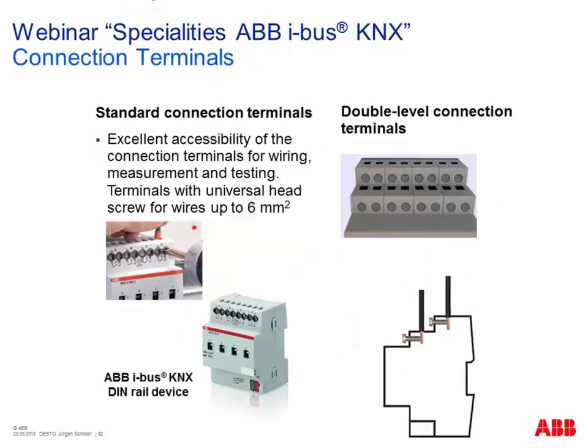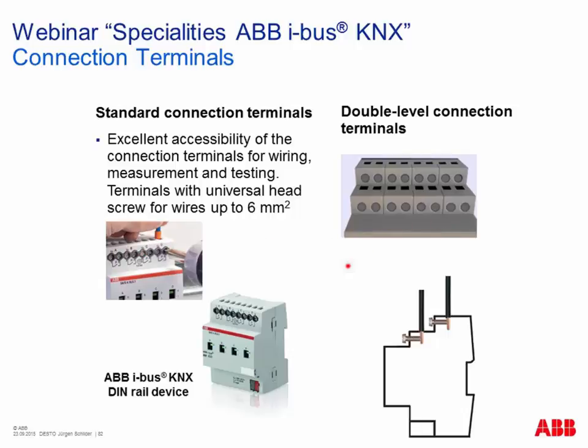Some words about the housing of our KNX devices. At ABB, we have only our standard connection terminals, which offer, for example, high flexibility, and it is very easy, for example, for wiring or for measuring. So we have only one level: channel A, B, C, D, and so on.